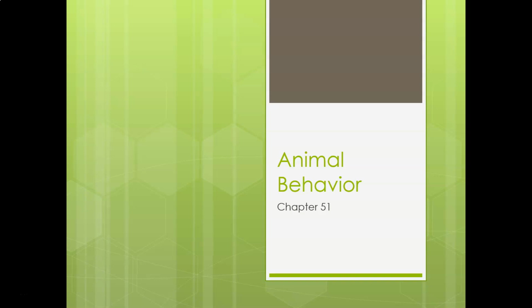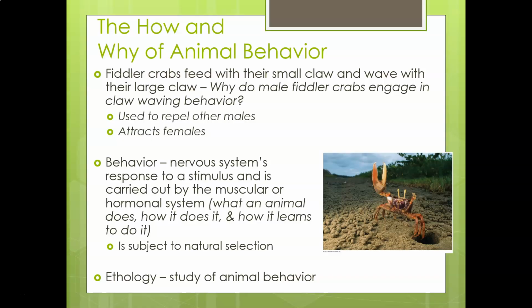Today we're going to start talking about chapter 51. And I always think this one's pretty interesting because we're going to delve into animal behavior. So, your textbook starts off with this sort of case study on these fiddler crabs. And somebody somewhere along the way had kind of noticed that these little guys sit there and they've got this smaller claw and this really large claw, and they sort of engage in this waving behavior.